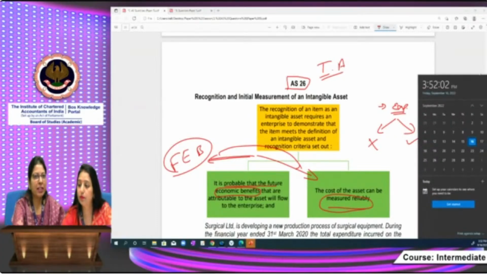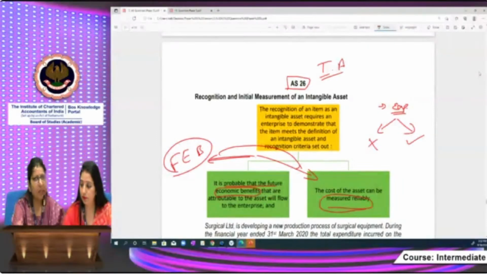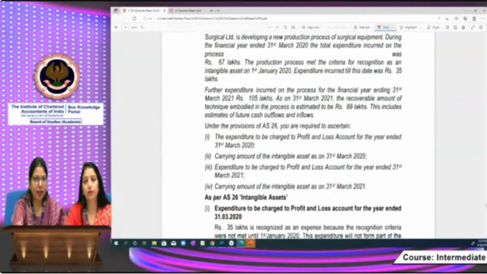So the recognition criteria of an intangible asset have to be seen very carefully. If either of the two criteria is not satisfied, it will be treated as an expense. Otherwise, if it is satisfied, it will be treated as an asset. We can carry the book value of the intangible asset as an asset in our books. So listen very carefully to the information provided in this illustration, so we can judge whether this expense will be treated as an expense or as an item of the intangible asset.